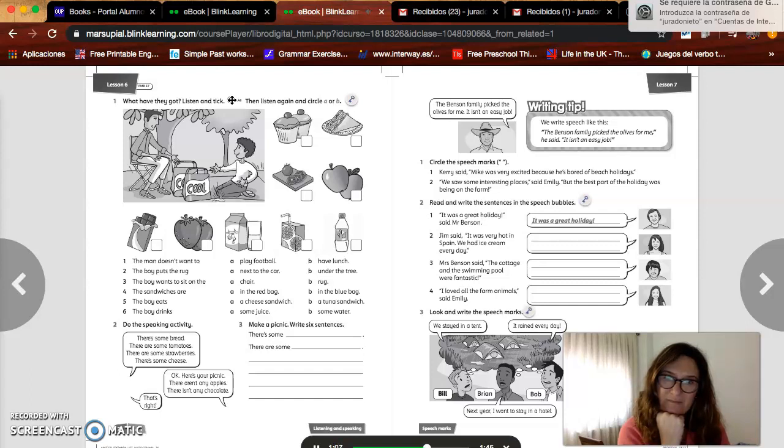Do you want a tomato? Yes, please. What else have we got? Is there any chocolate? No, there isn't any chocolate. Sorry. But there are some strawberries. Great. I love strawberries. And there's some juice. Do you want some juice? No, thanks. Can I have some water? Of course. Here you are. Thank you. I'm thirsty.